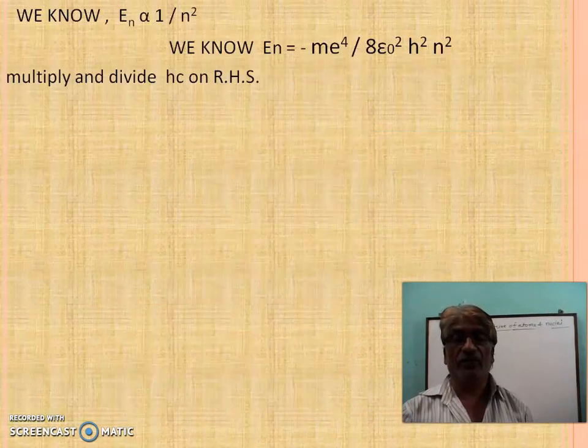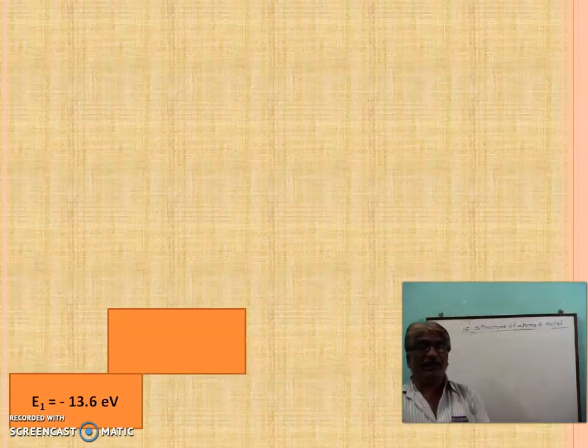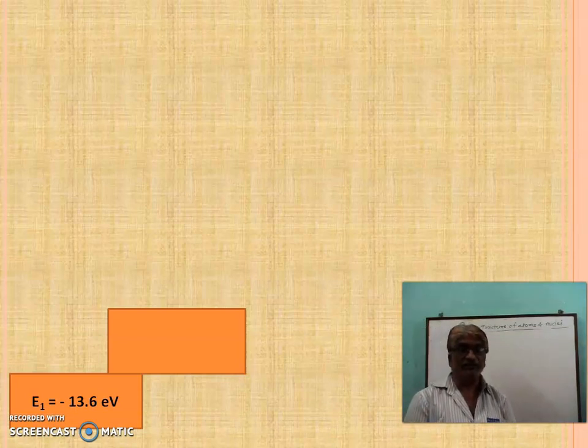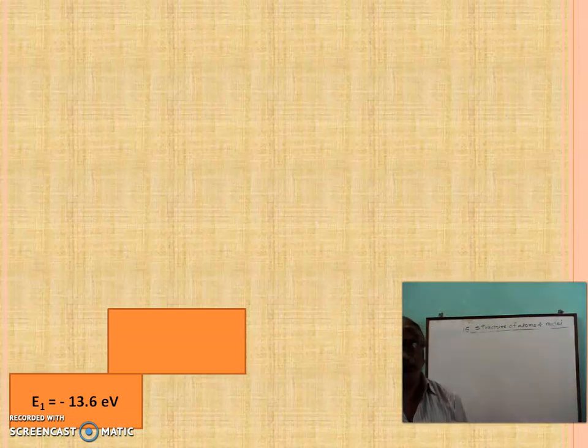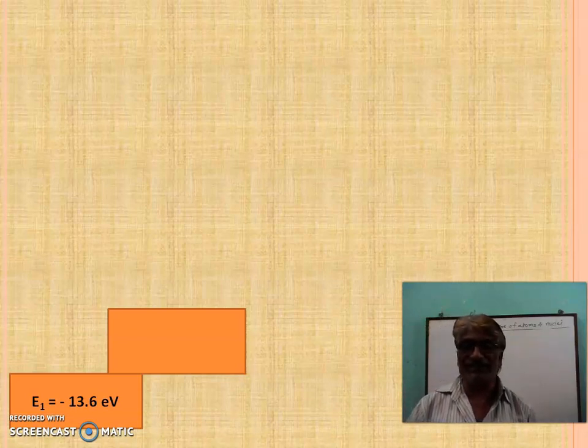So here we can see the relation between energy and Rydberg constant. First, we know that the energy of an electron in the first orbit or ground state is minus 13.6 electron volt. We know energy is inversely proportional to n square. For first orbit, n equal to 1, so E1 is equal to minus 13.6 electron volt.